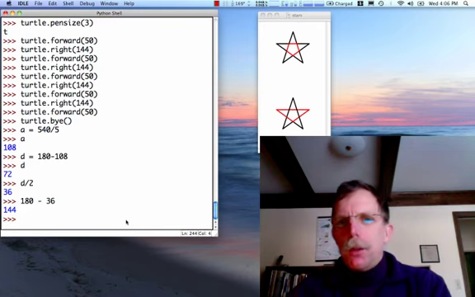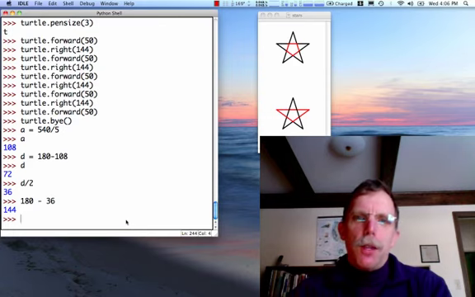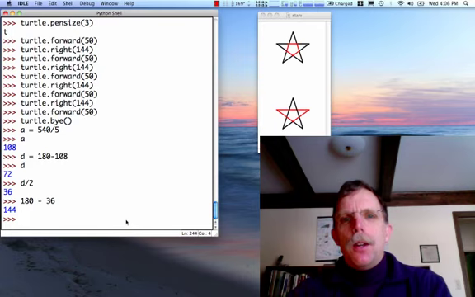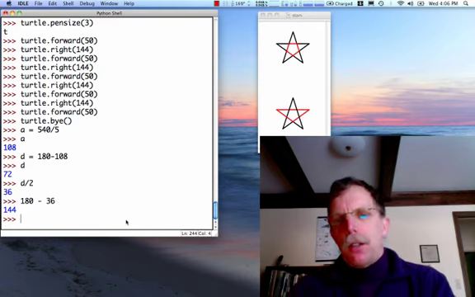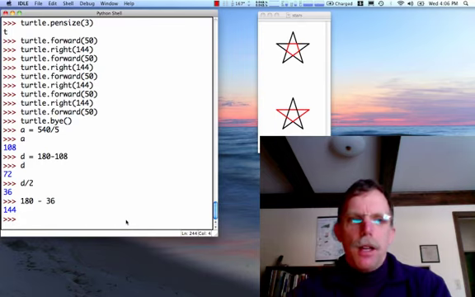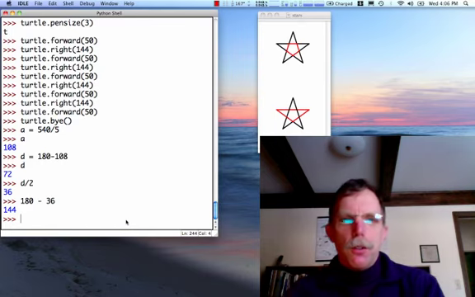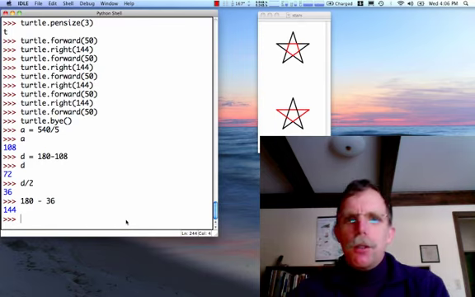But when we're doing Turtle Graphics the way we're doing it, we're facing towards the tip, so we have to turn the large angle. So we take 180, a straight line, 180 degrees, minus the 36 degrees, and that gives us the 144. A little geometry, so we can draw a star.